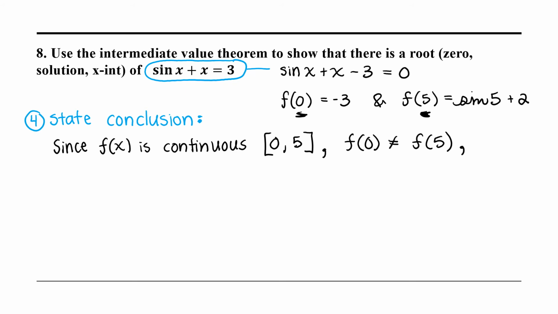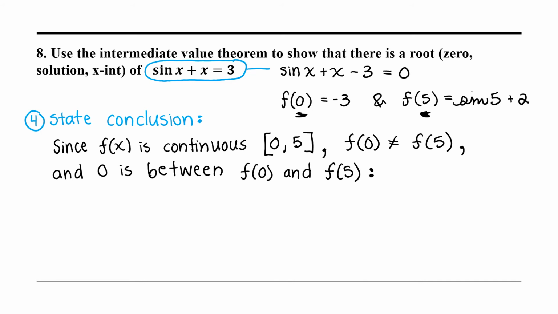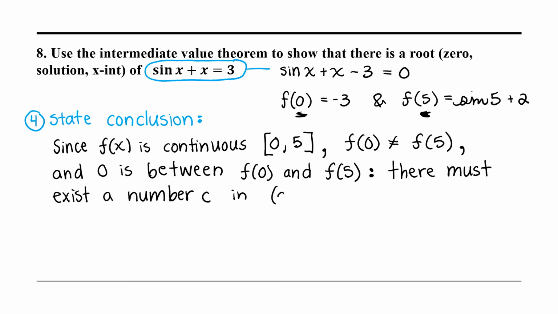and zero is between, that is not pretty handwriting, f of 0 and f of 5, we can conclude that there must exist a number c in the open interval from 0 to 5 such that f of c is equal to 0.